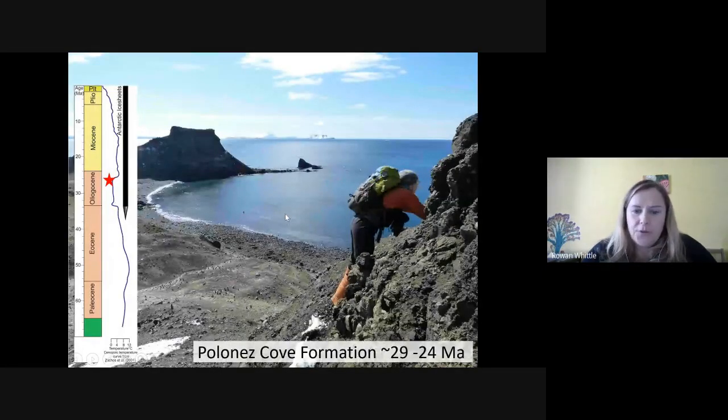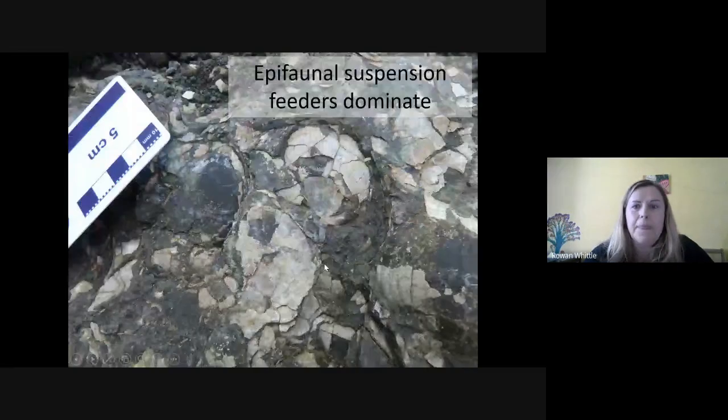And first of all, we're going to talk about the Polonez Cove Formation, about 29 to 24 million years ago. And this is my field assistant, Anna, on the edge of the cliff. We're sampling this horizon here, which is absolutely stuffed with fossils. And that's Lions Rump in the background. The weather wasn't always this good. In fact, I think it was one of the only sunny days we had.